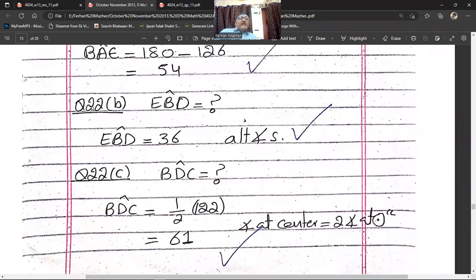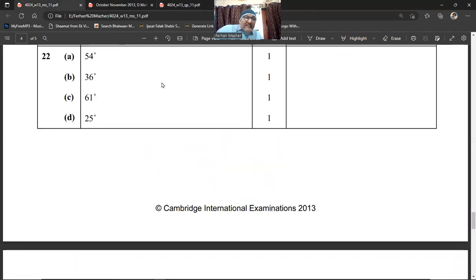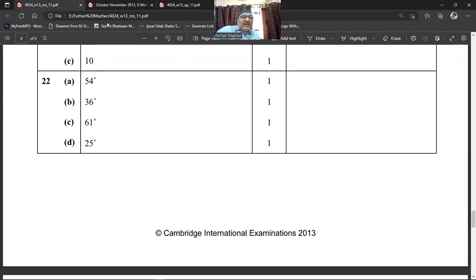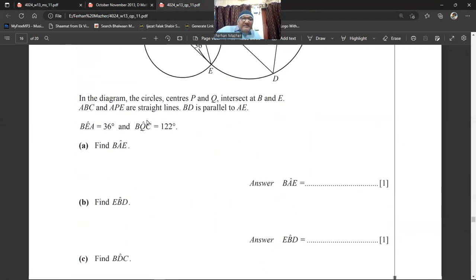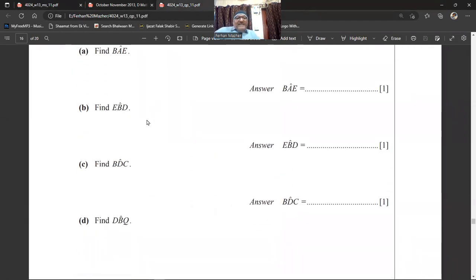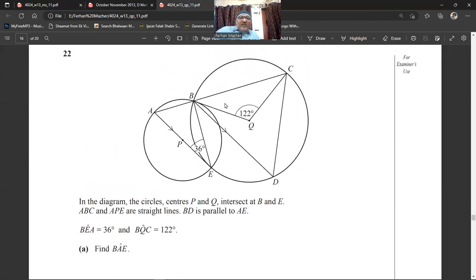Okay. So the EBD angle is the question. So the EBD angle will be equal to 36, and the reason is the alternate angles. So 36 is the right answer, sir. Okay, 36. Then BDC. They want me to find out the BDC.